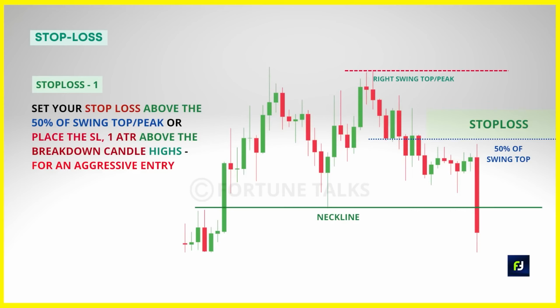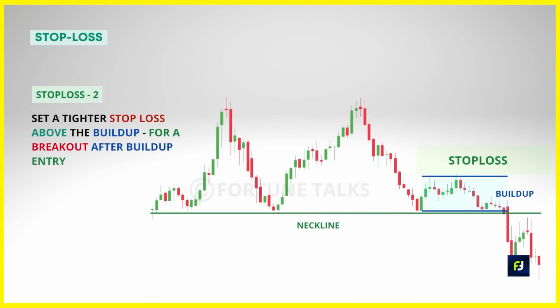Your entry was very aggressive, that is, you went short as and when the price broke below the neckline. Now what if you took a short entry after a build-up near the neckline? Then you get the freedom to place a much tighter and hassle-free stop loss, preferably just above the build-up or consolidation, which will boost your reward to risk ratio.